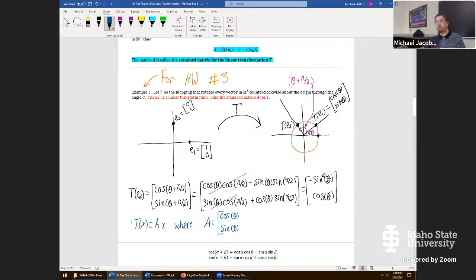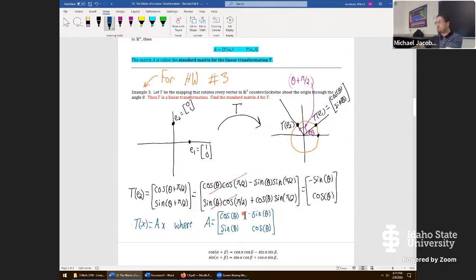Then take your T of E2, plug in negative sine theta, cosine theta. That's kind of interesting. You pick any angle you want. Theta could be pi over 2, it could be 1.5 radians, something really random like that. Then this transformation will rotate every single point in R2 by that amount by making this right here.